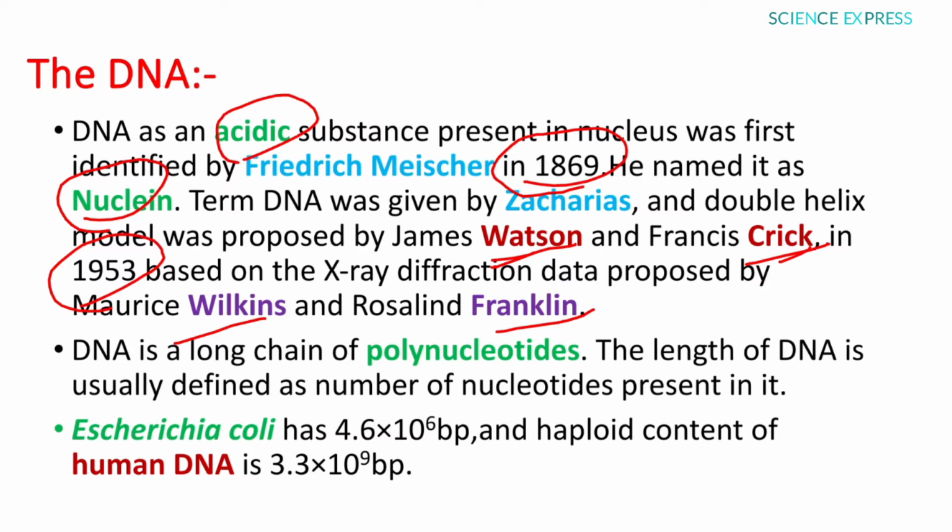Okay, now let's start the basic structure of DNA. DNA is a long chain of polynucleotide. The length of DNA is usually defined by the number of nucleotides present in it. E. coli, a bacterium, has about 4.6 x 10^6 base pairs, and the haploid content of human DNA is about 3.3 x 10^9 base pairs.